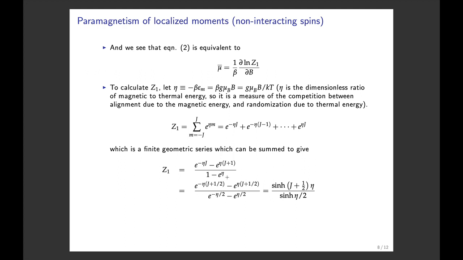And you can just rewrite that by shifting things around a bit to this function. So here we've found Z sub 1, and it really has quite a simple form. It's the hyperbolic sine of (j plus 1/2) times eta, divided by the hyperbolic sine of eta divided by 2.